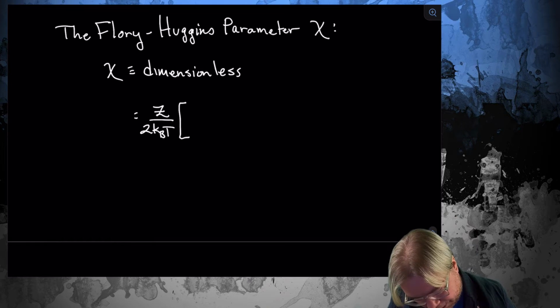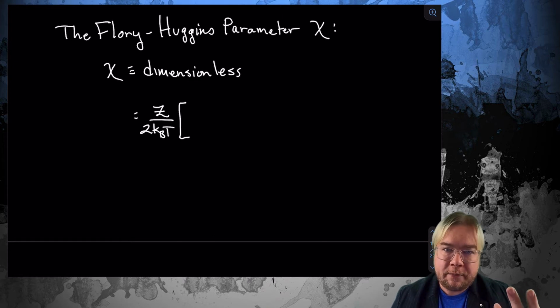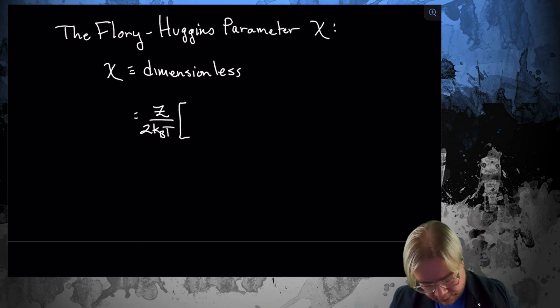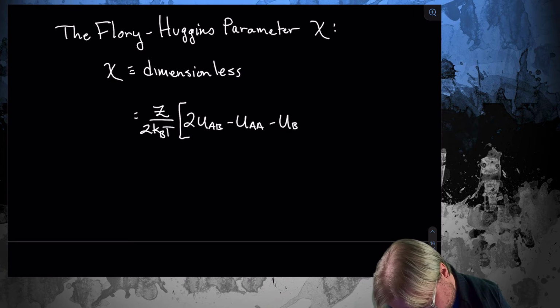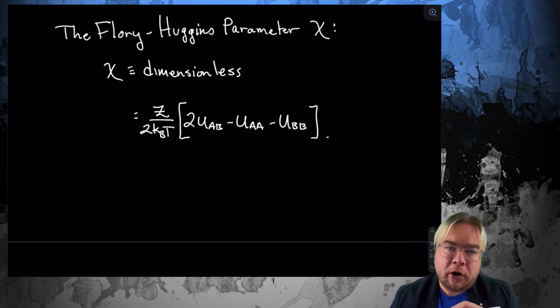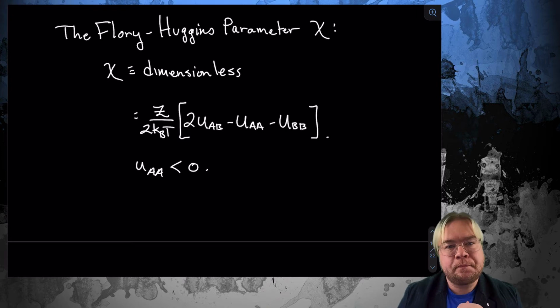And then it was multiplied by a term that looked at the differences in the strengths of interactions between particles that were the same type and particles of different types. So this was equal to 2 times UAB minus UAA minus UBB. And remember also that these U's, so UAA for example, are all less than 0.